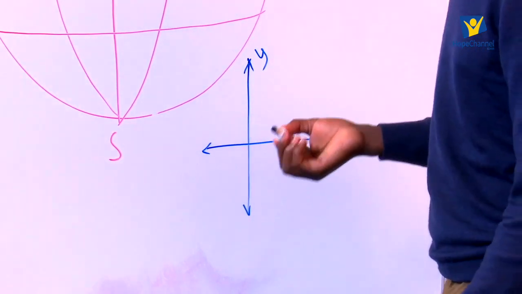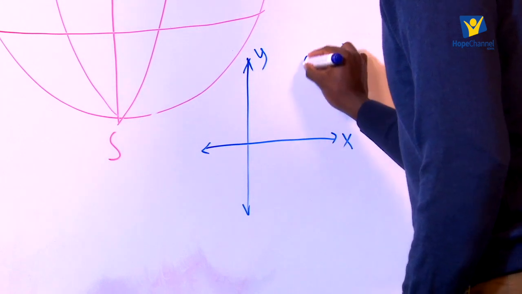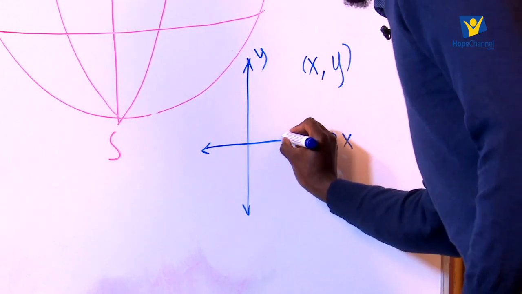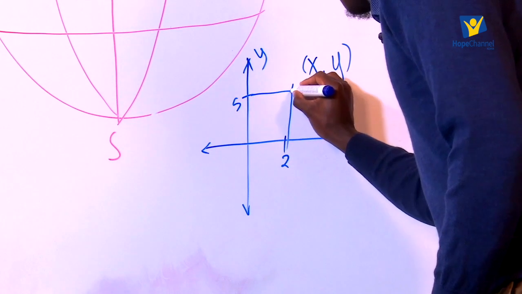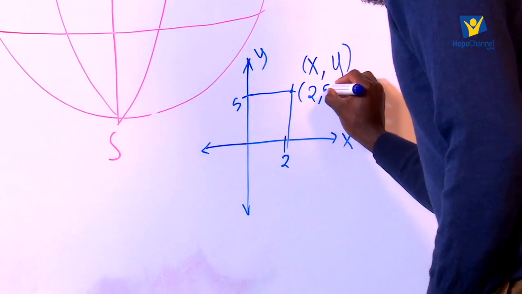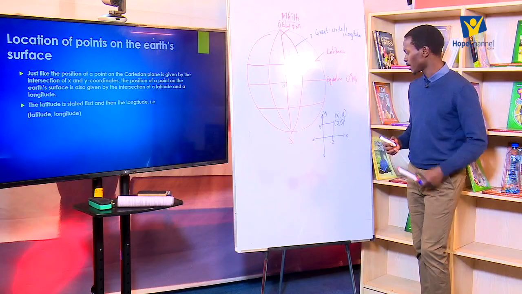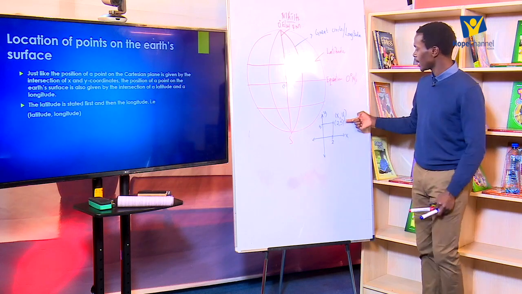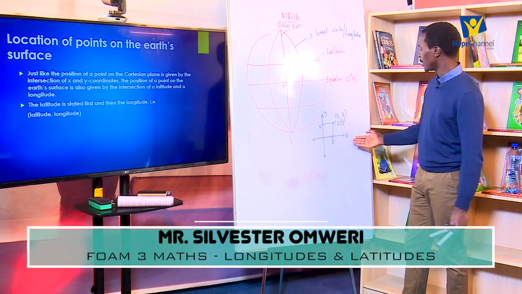So if you were to plot a point, you will of course start with an x coordinate and then the y coordinate. If, for example, maybe this is 2 and we have 5 here, at the point of intersection of these two here, we have it as (2, 5). This is how we locate a point on the Cartesian plane using the x and the y coordinates. What comes first? The x coordinate and then the y coordinate.